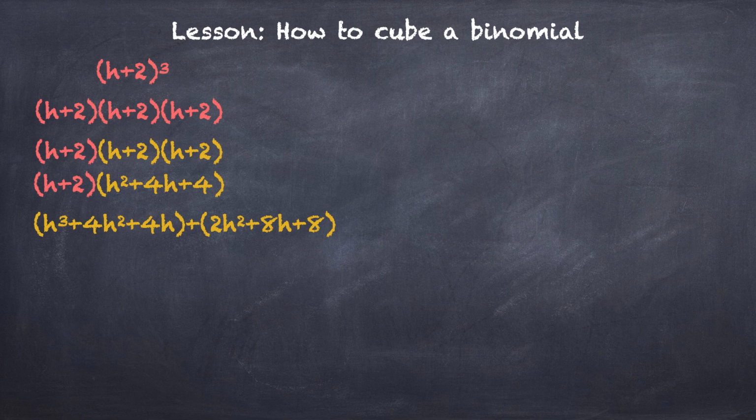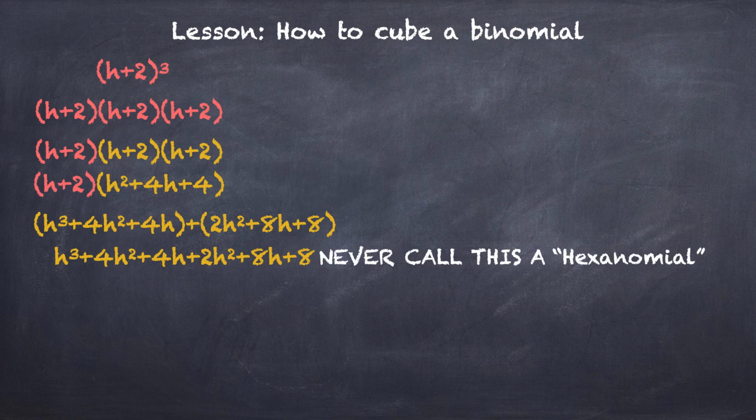2 times 4h is going to be 8h. That's the fifth term. And 2 times 4 is going to be 8. That's the last term, as you can see. Now, since everything's addition, we can get rid of the brackets. Okay, and by the way, just warning you, never call this a hexanomial, because that just sounds weird, and nobody's going to understand you. Well, I might, but other people might not.